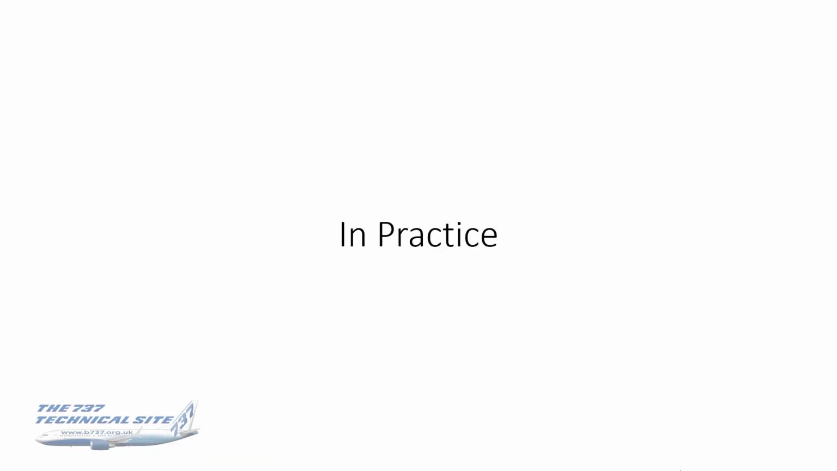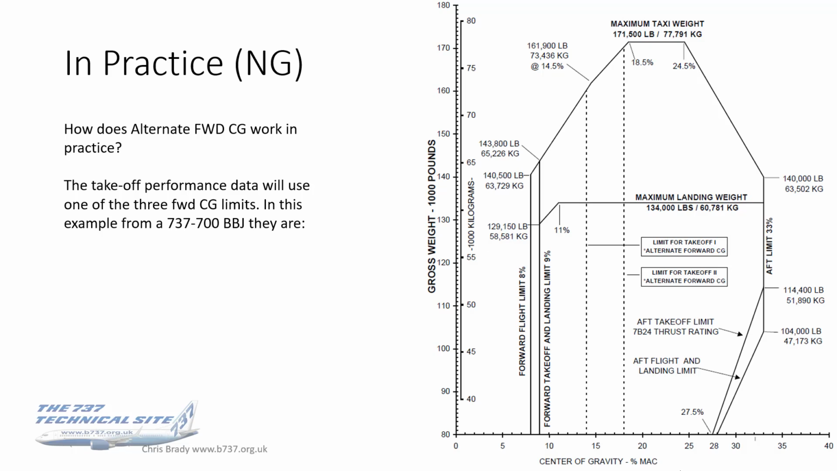Okay, so let's have a look at this in practice. The takeoff performance data will use one of 3 forward CG limits, and again, going back to this BBJ example, they are 9%, which is the normal forward takeoff limit. That's the standard envelope limit. That's, you know, with or without this option, that's always the most forward limit.